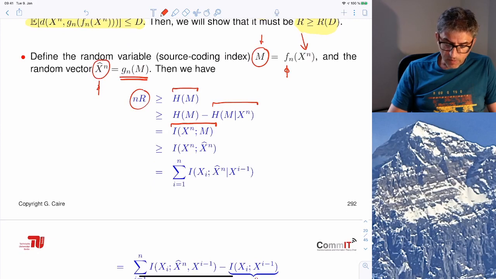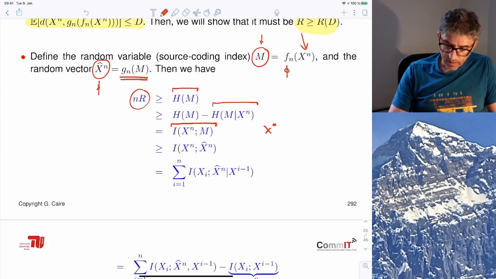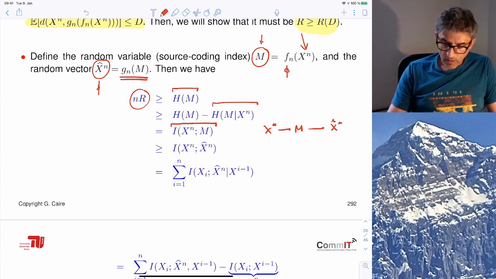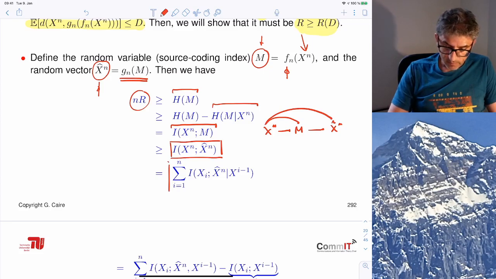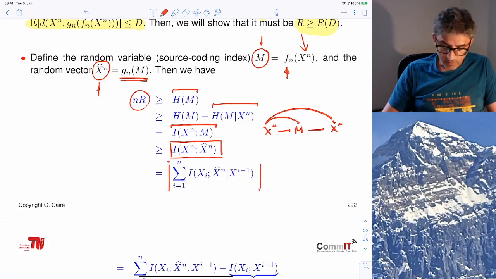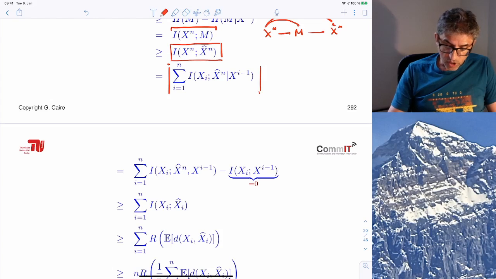Now we basically use the data processing inequality, right? Because we have the source X^n, the encoding M, and then we have X-hat from the decoder. So the mutual information between here and here is greater or equal than the mutual information between here and here. So we get a lower bound by data processing. Then we use the chain rule with respect to the sequence X, right? And we get this expansion. At this point, we use the chain rule in reverse mode.